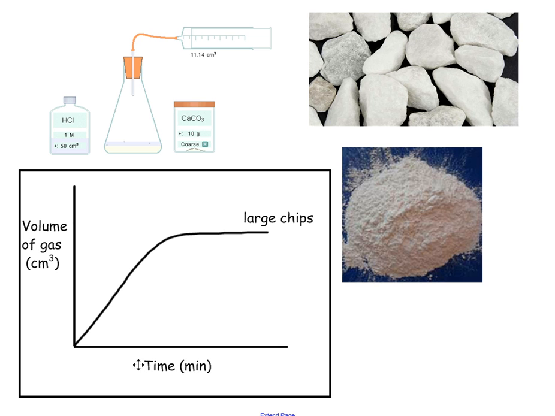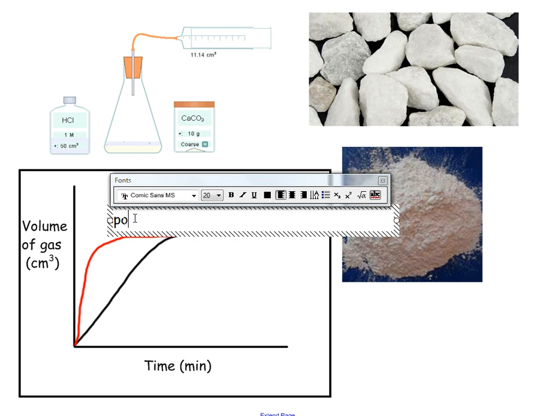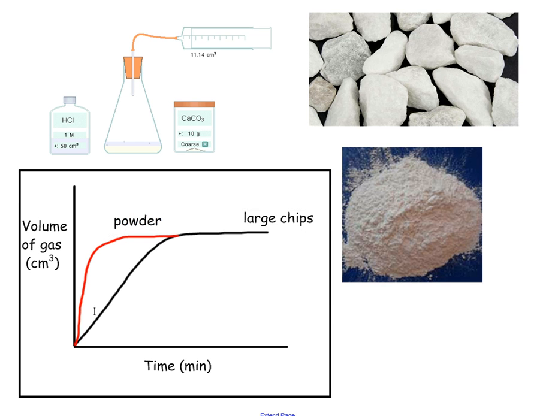If I plotted over time how much carbon dioxide was produced, I would end up with a line like this for our large chips. If I then got rid of all the acid and the large marble chips, and replaced the acid and then added the powder, I would get a graph like this. Fabulous. Now that graph, this line here, shows that the small marble chips, or the marble powder, produce carbon dioxide a lot quicker than the large chips.